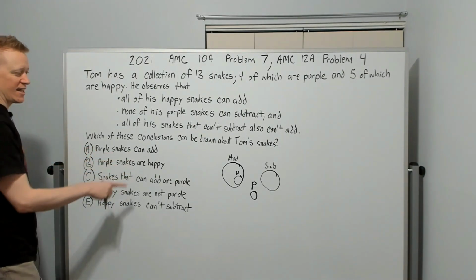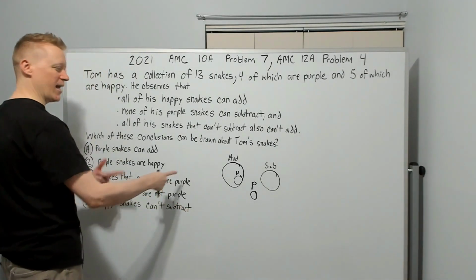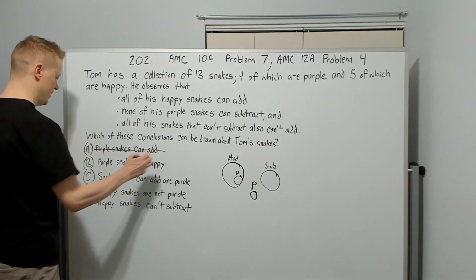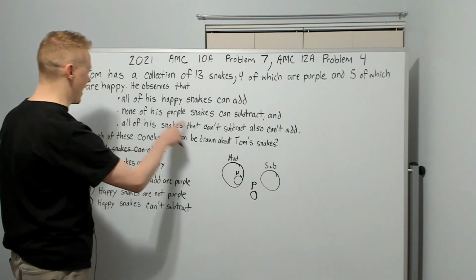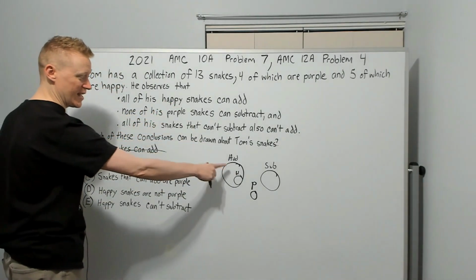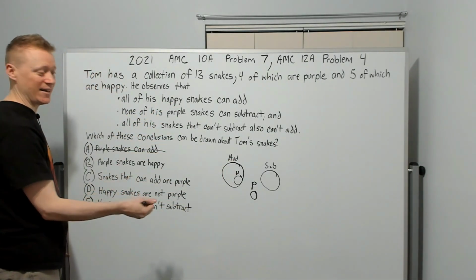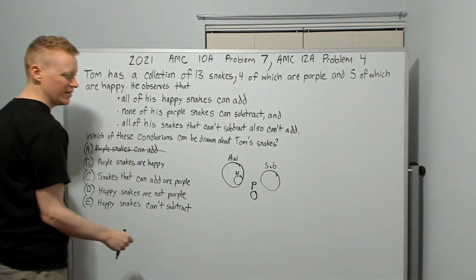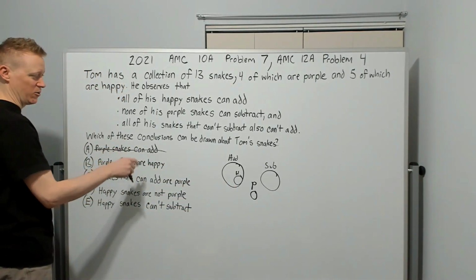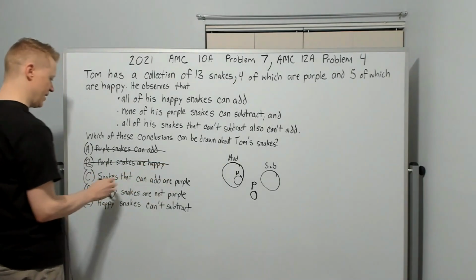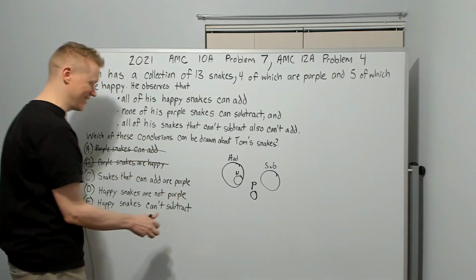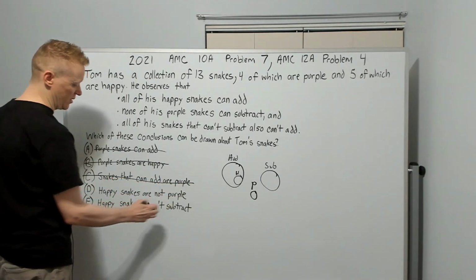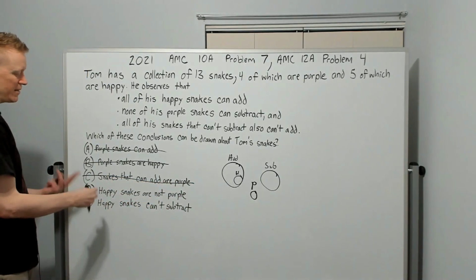A, purple snakes can add. We just cleared that up. No, they cannot add. B, purple snakes are happy. Well, all of the happy snakes are in the add circle. So the purple snakes are not going to be part of that group. C, snakes that can add are purple. No, they're not. The first 3 are pretty easy to eliminate. The last ones, maybe a little bit more challenging.